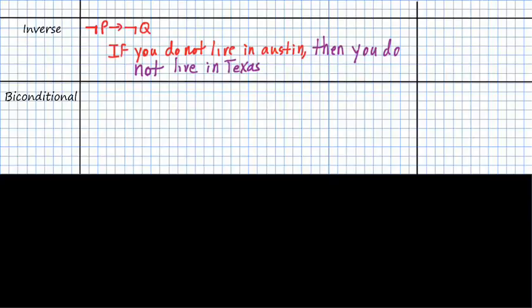Now I know some people who are going to say that this is true because they're very much Austinites, but this is not true, right? If you do not live in Austin, then you do not live in Texas is not true. I could live in Dallas, I could live in Houston, I could live in a number of other places. Texas is a big, big place. And again, we can use that counterexample. So that's exactly how we disprove this. And I'll use Elgin again. And so our inverse then is going to be false.